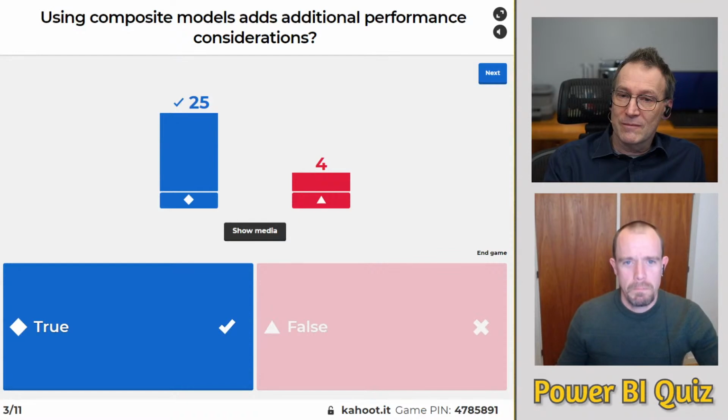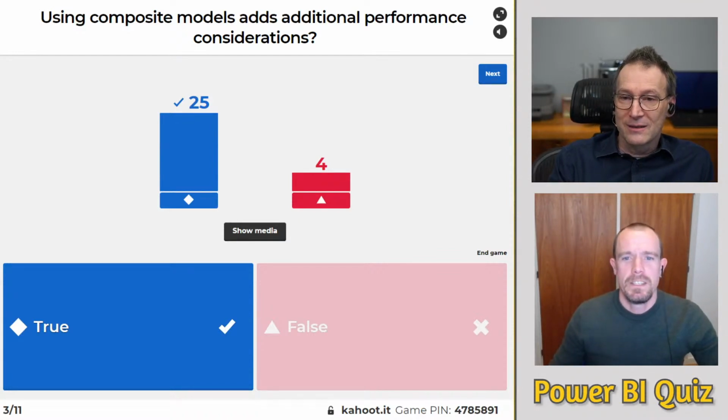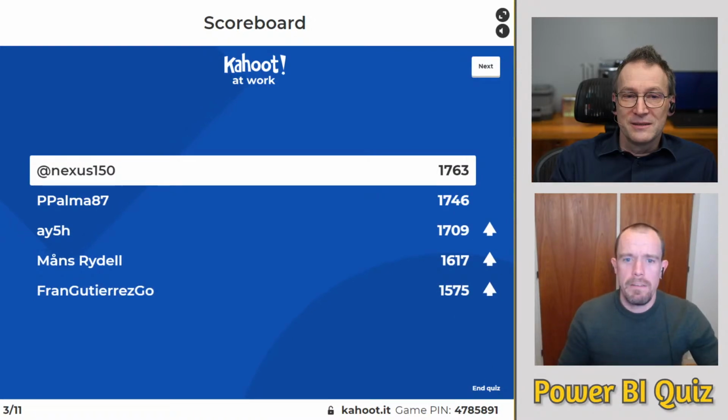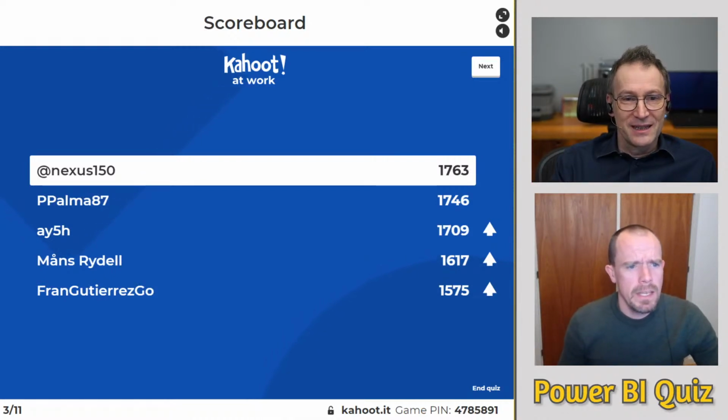It has performance considerations. So let's see the leaderboard. And we still have Nexus on top. Yeah, but Palma is getting closer. Yeah. Mons and AF5H and Fran.